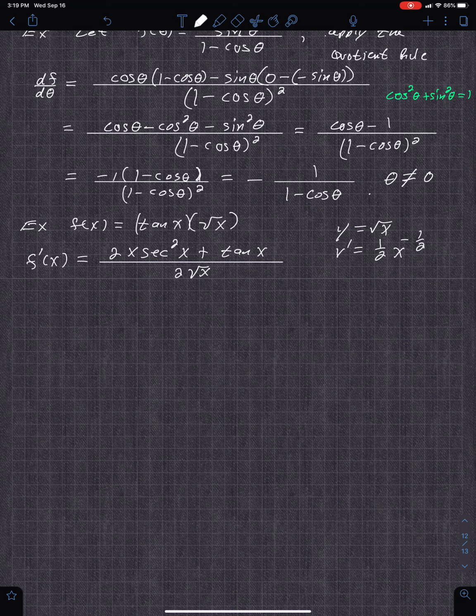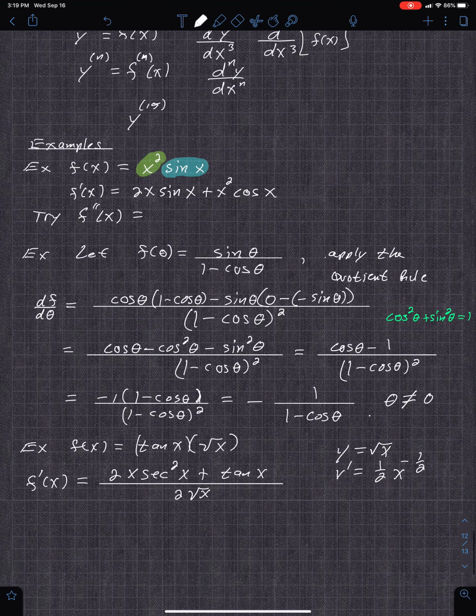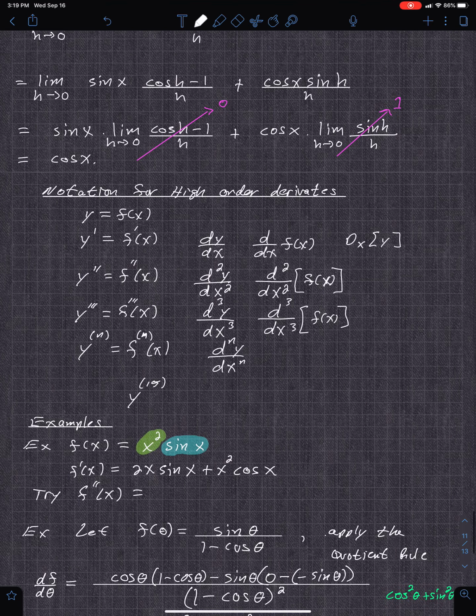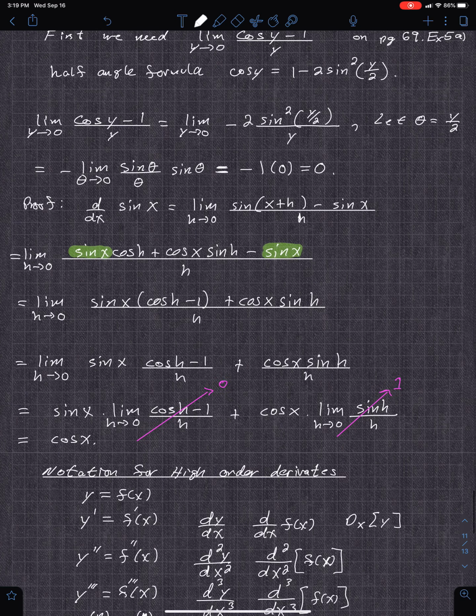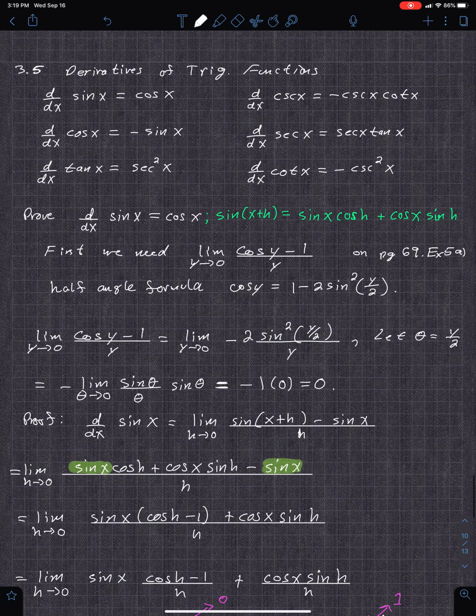Okay, so there's a lot more stuff in 3.5, but those are really the key areas to look at. And make sure you know the notation for multiple derivatives, and then all of those trig functions there.